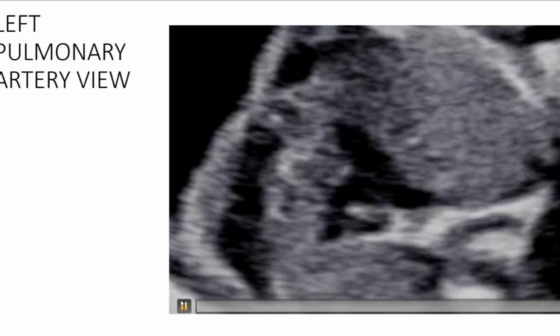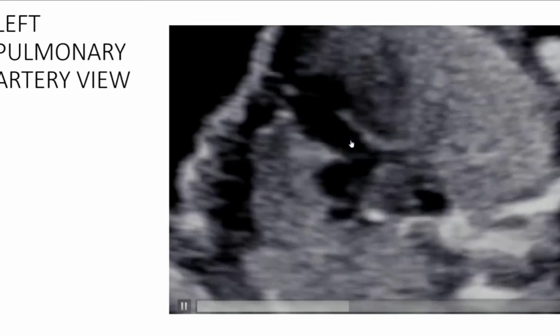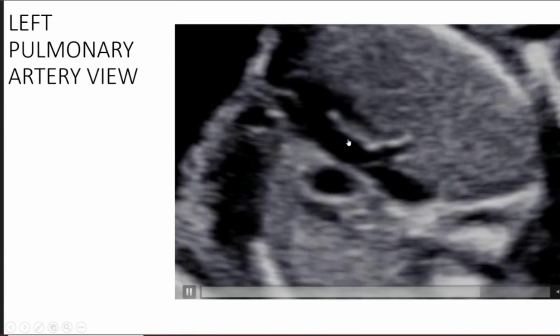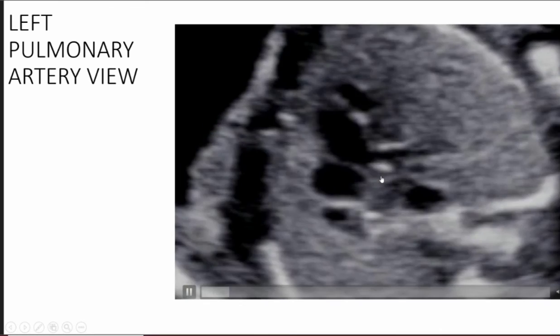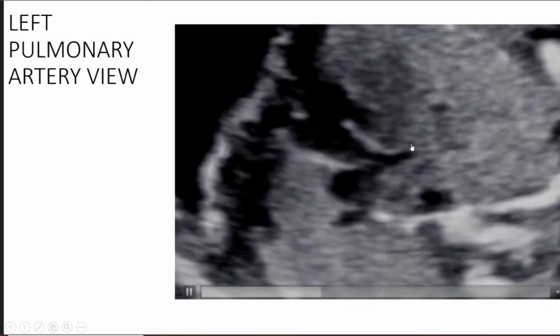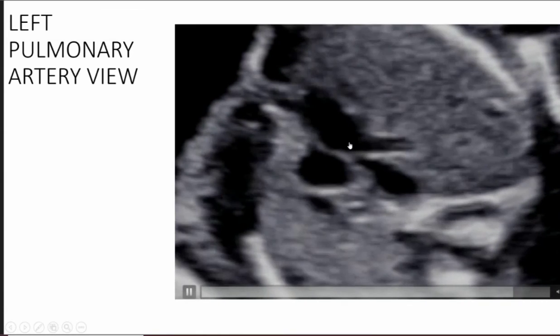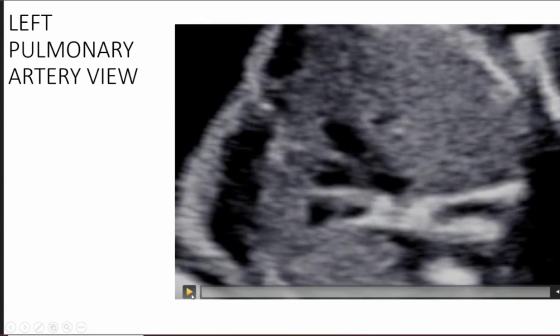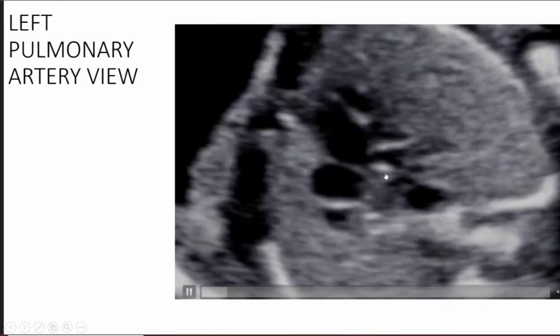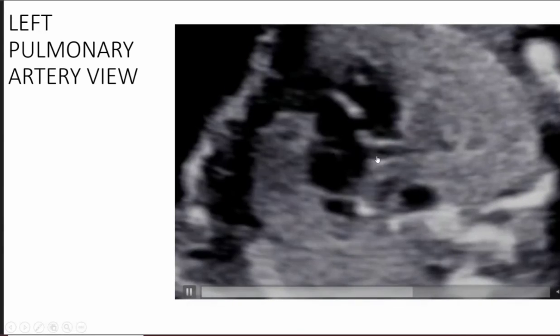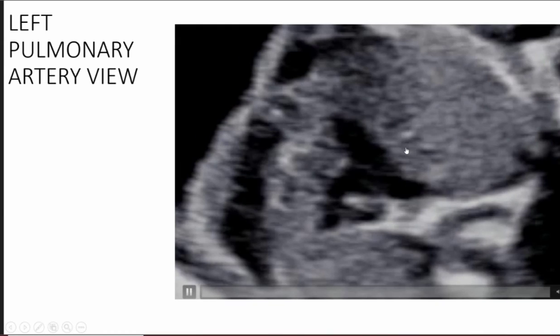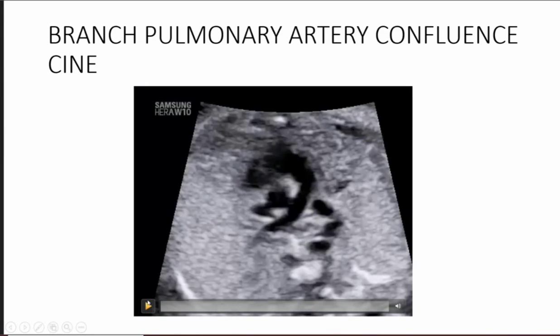Now I'll show you the left branch pulmonary artery. From the pulmonary artery, just because it's a left-sided structure, the left pulmonary artery immediately goes into the left lung. It is a short vessel. You saw the right branch pulmonary artery going as a long vessel to the right. Now there's a left branch pulmonary artery, which is a short vessel going into the left lung. So that's the left branch pulmonary artery.